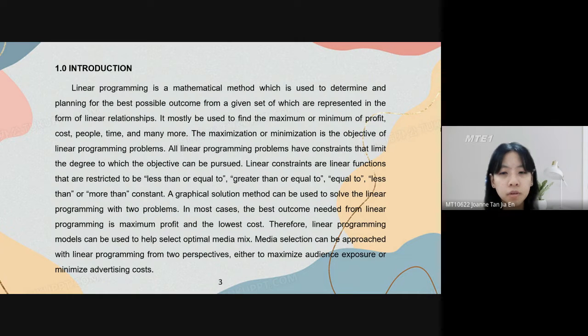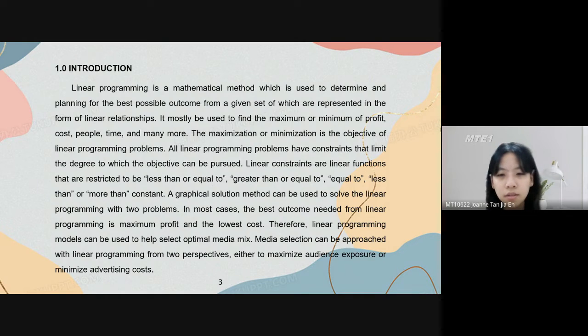All linear programming problems have constraints that limit the degree to which the objective can be pursued. Linear constraints are linear functions that are restricted to be less than or equal to, greater than or equal to, less than, or more than a constant. A graphical solution method can be used to solve the linear programming with two variables.